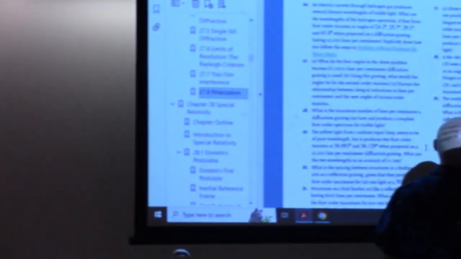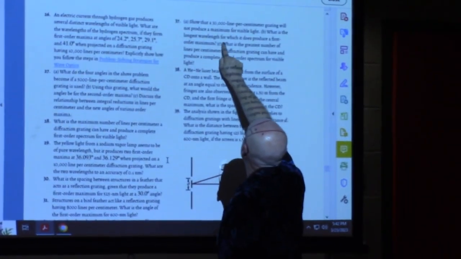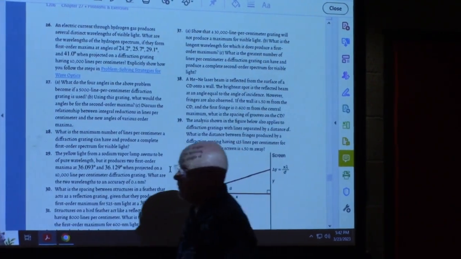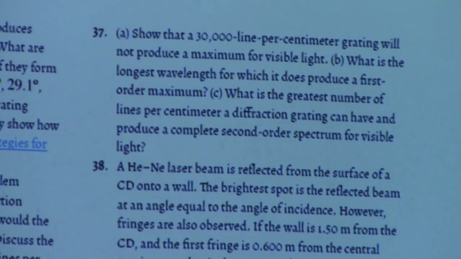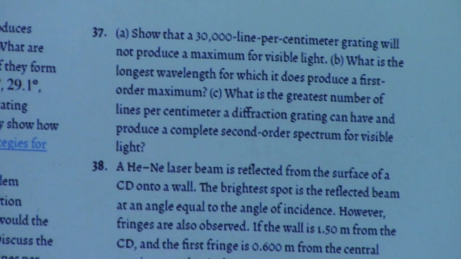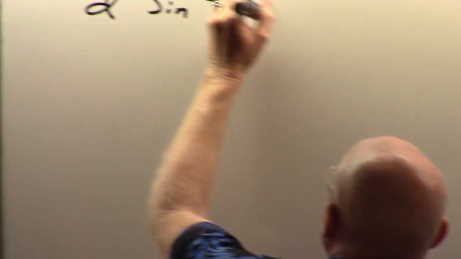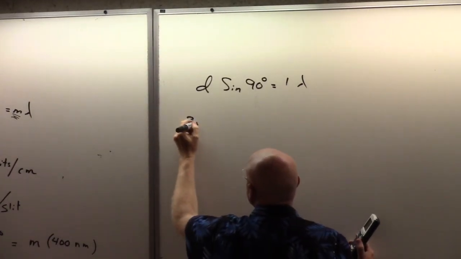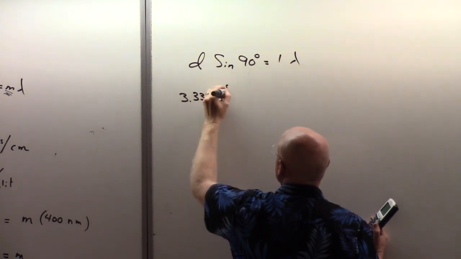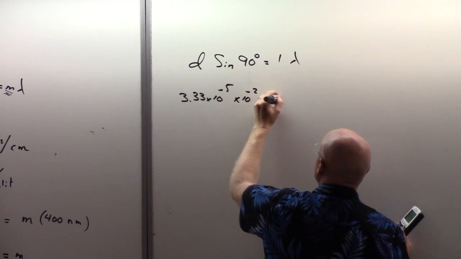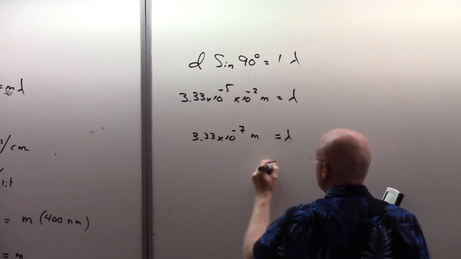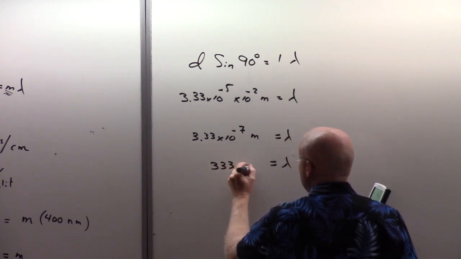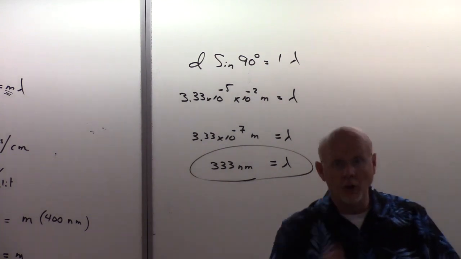Well, let me keep going. How much time do we have here to wrap this up? But it says, what is the longest wavelength for which it does produce a first order maximum? And so for this calculation, I would say that I already know it's going to be under my 400, but I would put here d sine of 90 degrees equals 1 wavelength. And then, of course, d is 3.33 times 10 to the minus 5 centimeters, which I will write as 10 to the minus 4 meters equals a wavelength. And so this is 3.33 times 10 to the minus 7 meters, or 333 nanometers. And so, yeah, sure enough, it is below the visible spectrum here.